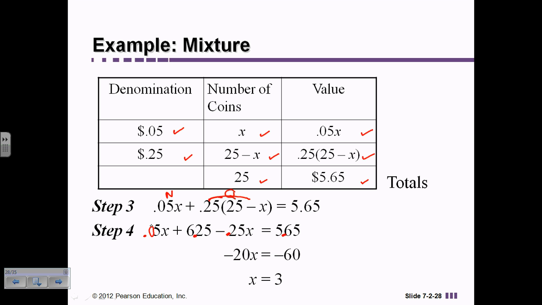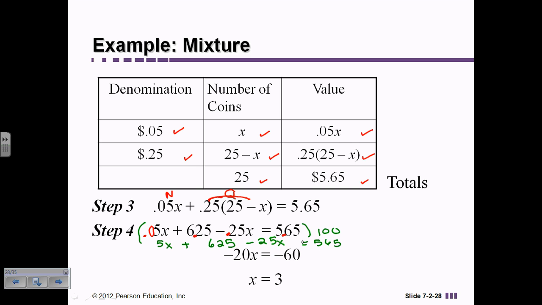One of the steps that sometimes people will take just to make things a little bit easier, but with the calculator it doesn't really matter, is the decision was made that instead of having these 2 decimal places all the way across, why don't we just multiply everything in the problem by 100? And when we multiply everything by 100, this becomes 5x, this becomes 625, this becomes 25x, and the last number becomes 565. That step is not required, but sometimes it makes it easier for people to work the problems out to have that information.